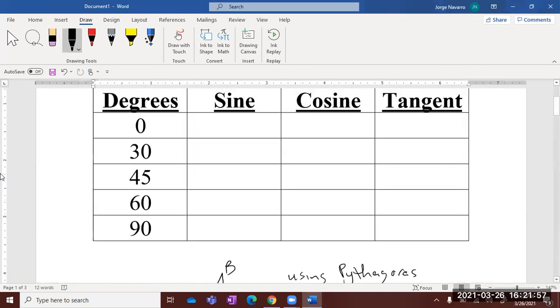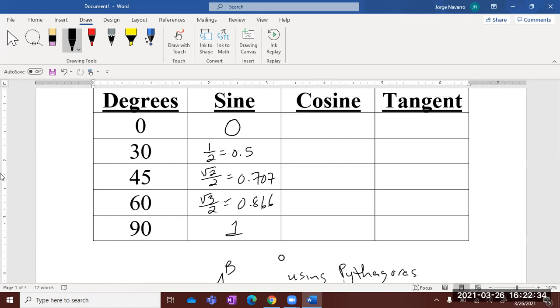And I will fill in whatever values we did not discuss before. I can tell you that the sine of 0 is 0. We found that the sine of 30 is a half or 0.5. We found that the sine of 45 is root of 2 over 2, which is 0.707. And we found that the sine of 60 is root of 3 over 2, which is of course 0.866. And I can tell you that the sine of 90 is 1.